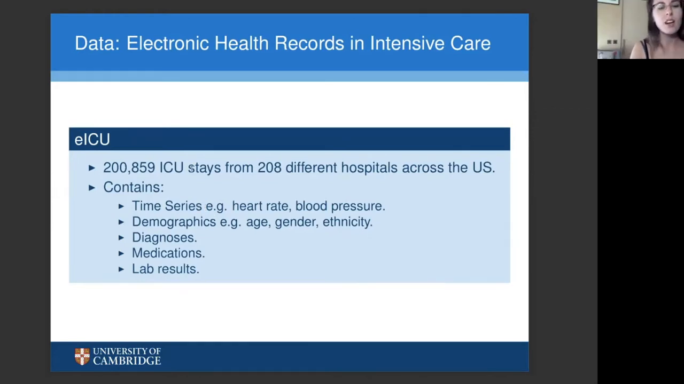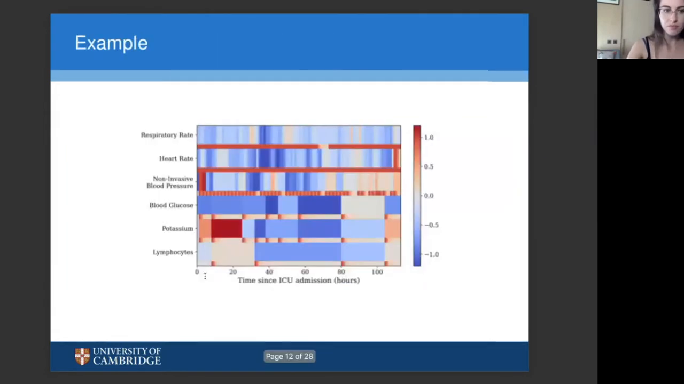Okay, so in terms of the information that we have from here, we have some time series, like we mentioned, some demographics, diagnoses, medications, and lab results. This is just showing an example of one patient's stay during their time in the ICU.